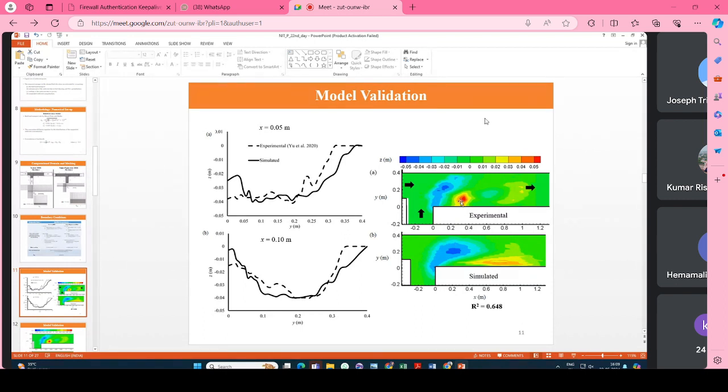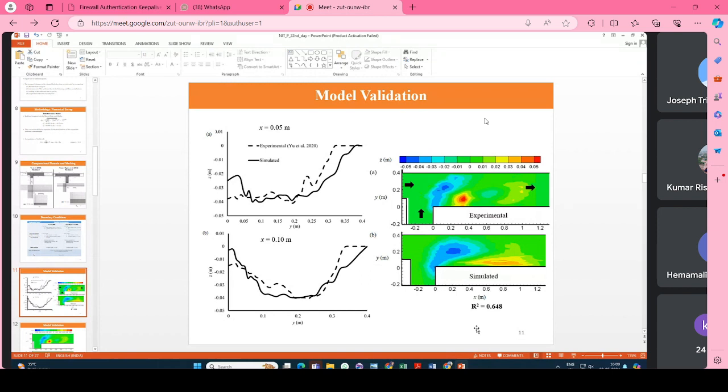And here you see the deposition zone is like a point instead of a bar, whereas in the experiment it's a kind of elongated bar. But still, you can see the numerical model could predict the scour zone in the mid-confluence region and the deposition bar in the separation zone area. With an R square value of 0.648, it's not bad, of course not good either.